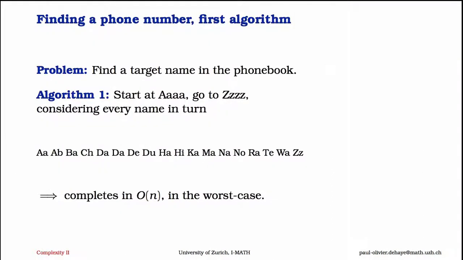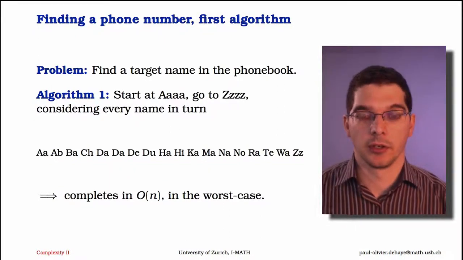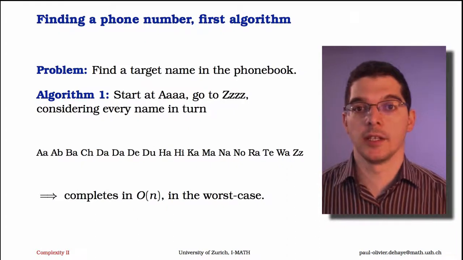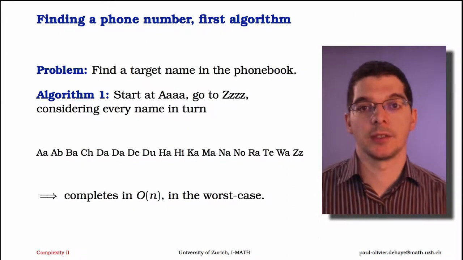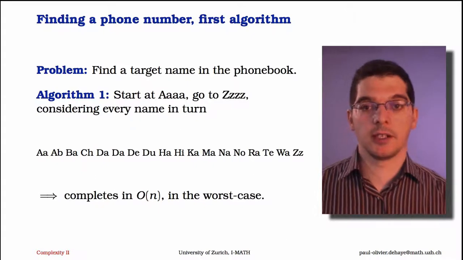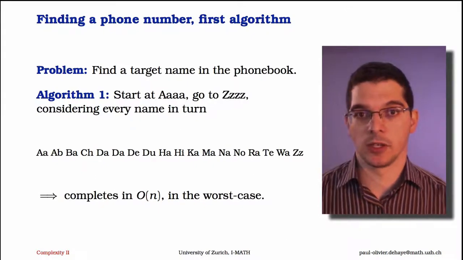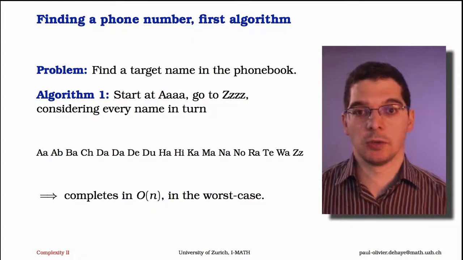Okay, so let's see an example of this. Let's say I'm trying to find someone in the phone book, and I'll give you two different algorithms and try to give you a flavor of why one is better than the other. So here's the first algorithm. I want to find a name in the phone book, so I'll look at the first name, look if that's the one I'm looking for, and if not, go to the next one, and so on, all the way to the end.